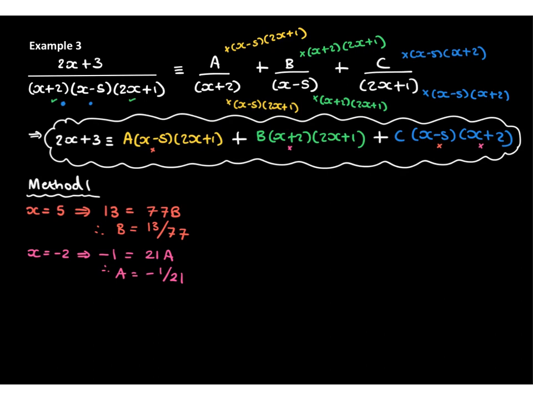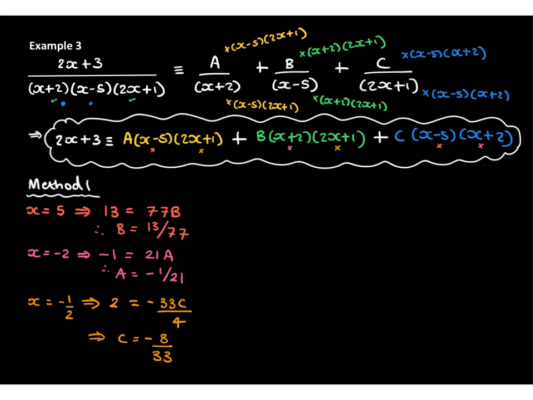So the last one. Well, I'm going to choose something that will make this bracket here and this bracket here equal to 0, which is x equals negative 1/2. So substituting in x equals negative 1/2 gives me 2 on the left-hand side, and on the right-hand side I end up with negative 33C over 4, which gives me C is equal to negative 8 over 33.